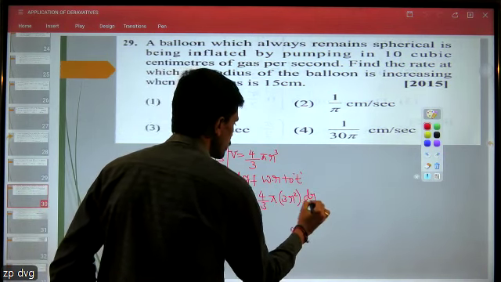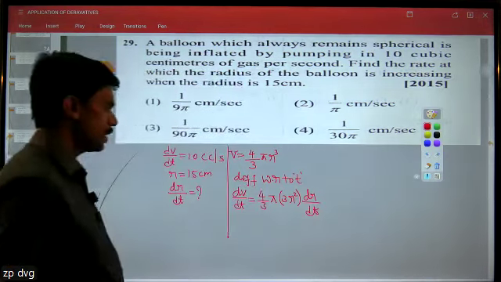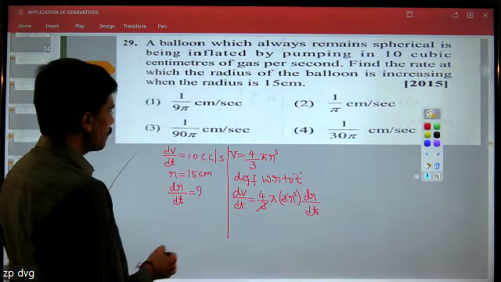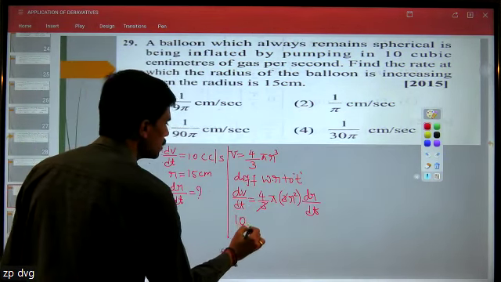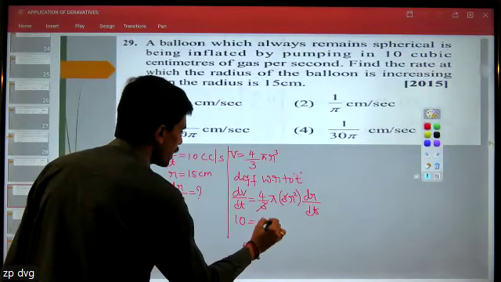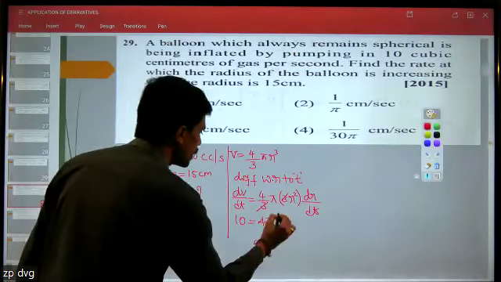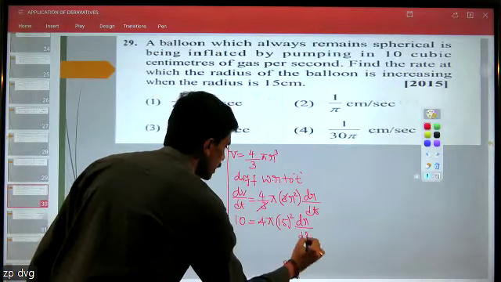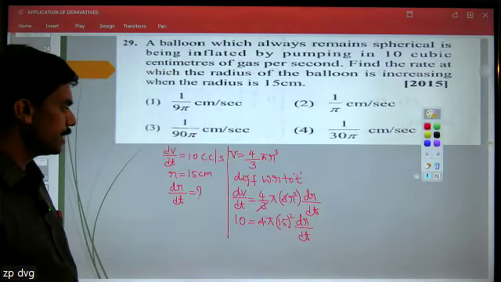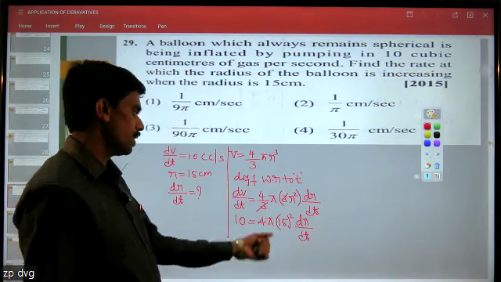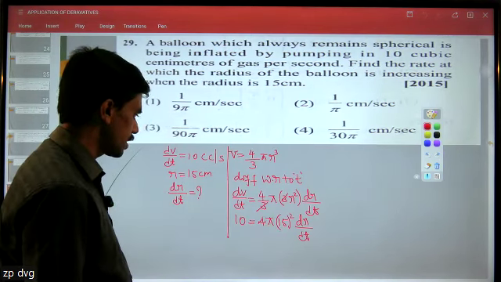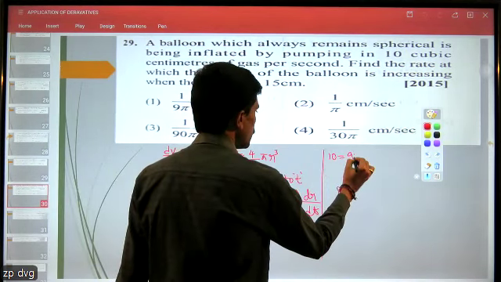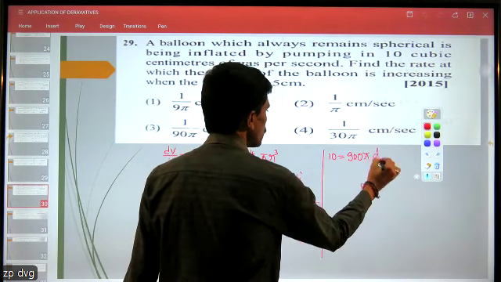Again, the derivative of r with respect to t is dr by dt. So the 3 gets cancelled here. They are given that the value of dV by dt is 10, which is equal to 4 pi. The value of r is 15. Here r square is there, 15 square into dr by dt. 15 square is 225. 225 into 4 is 900. So then we get 10 is equal to 900 pi into dr by dt.